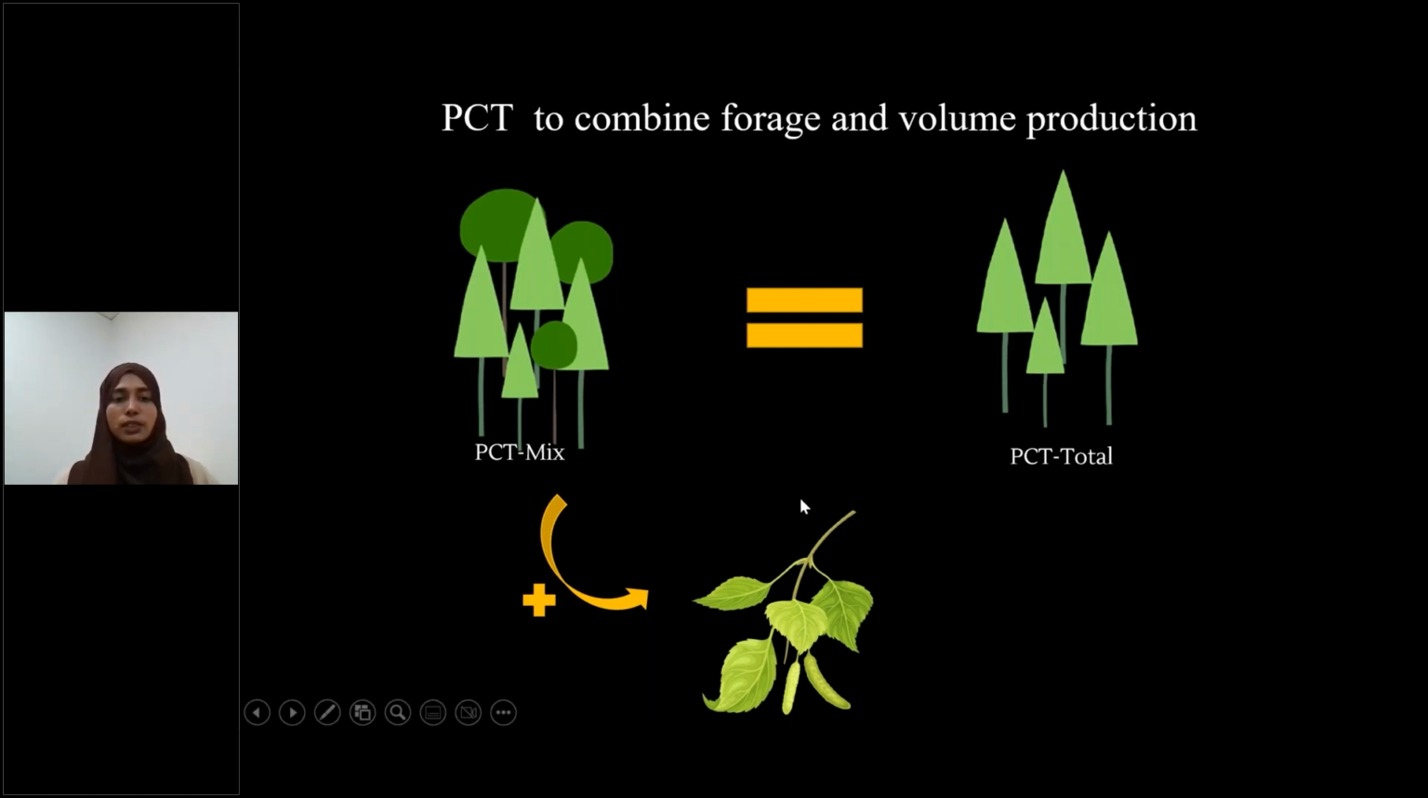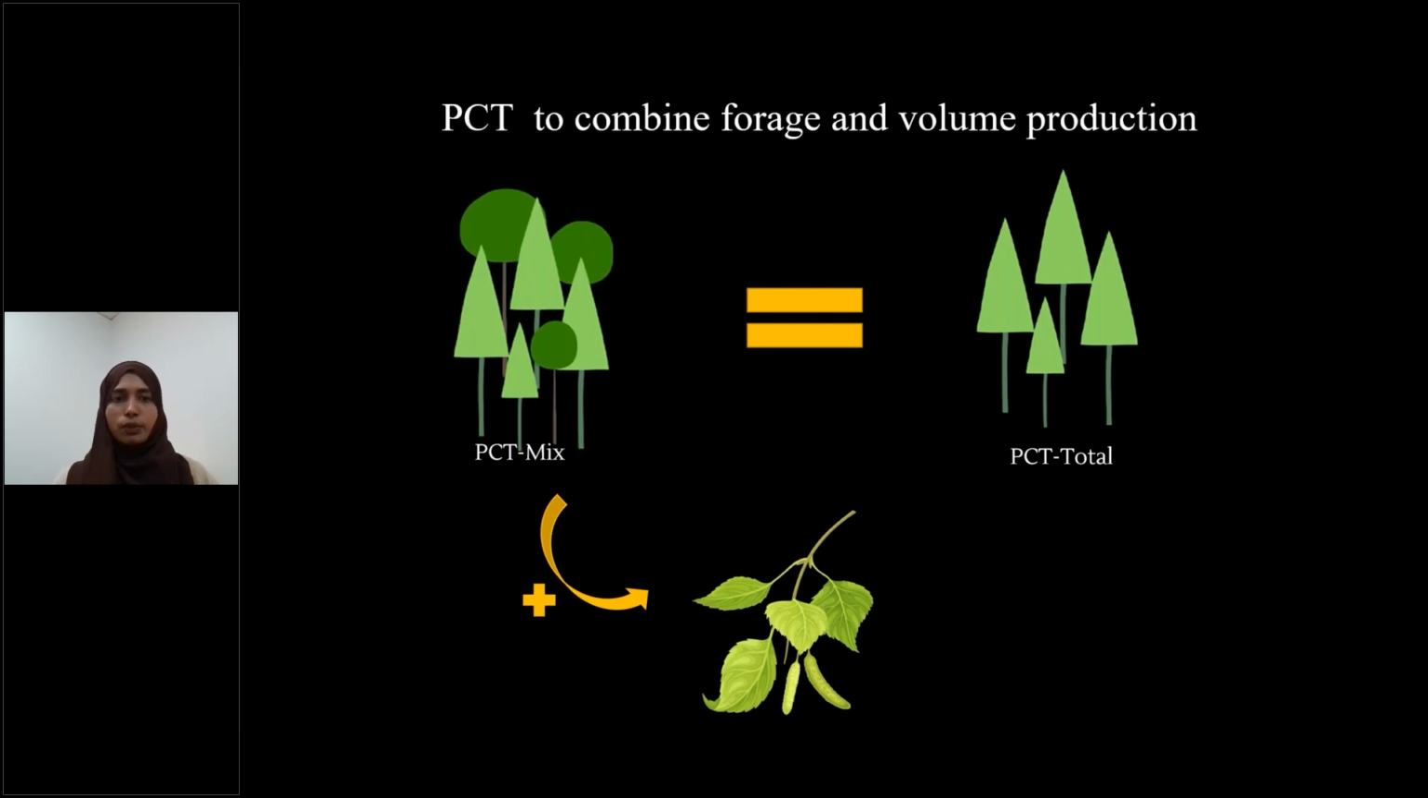But if we consider long-term development of the mixed forest and other benefits, then there is also the option to mix the forest. So the main conclusion here is that this PCT mixed, 2,000 Norway spruce and 2,000 birch in a young stand, has the potential to provide forage, and it's also not hampering the volume production of Norway spruce.